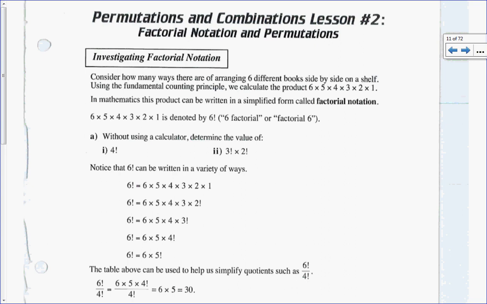Our lesson today is lesson number 2 on permutations and combinations. You'll find this lesson on page 381 in your book. Today we're going to talk about something called factorial notation.